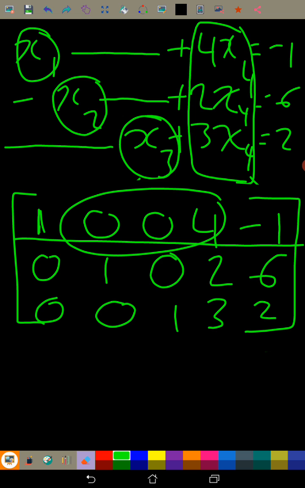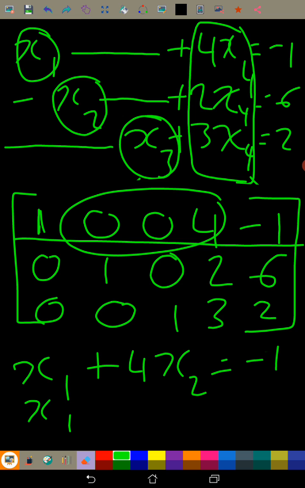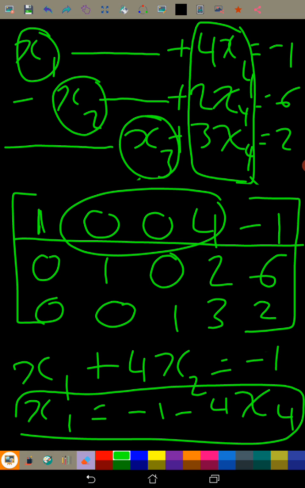But what we can say is x1 plus 4x4 is equal to -1. So x1 is going to be -1 minus 4x4. So this is something that we have, and we can express all, like for example, I will get rid of this.